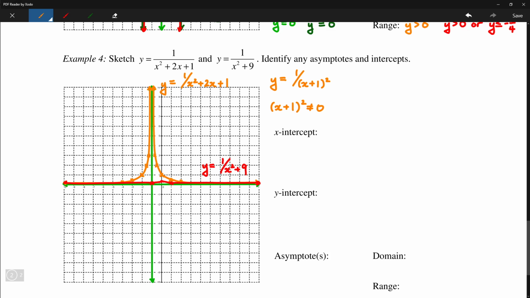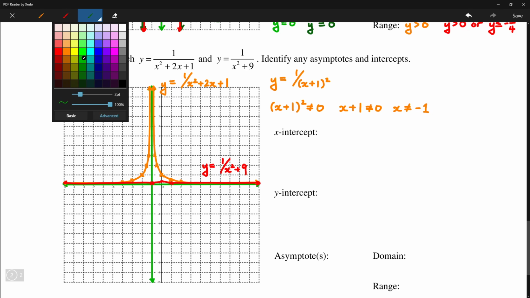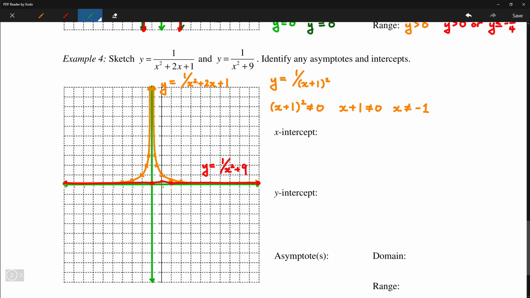So we take the square root of both sides. That means x plus 1 cannot be equal to 0, so x cannot be equal to negative 1. And of course, that asymptote is already included on this graph. So here we are. x equals negative 1 is the asymptote that we have.